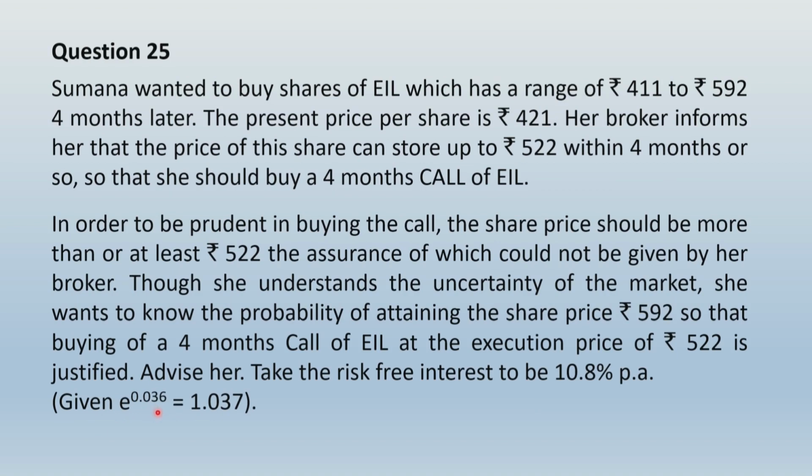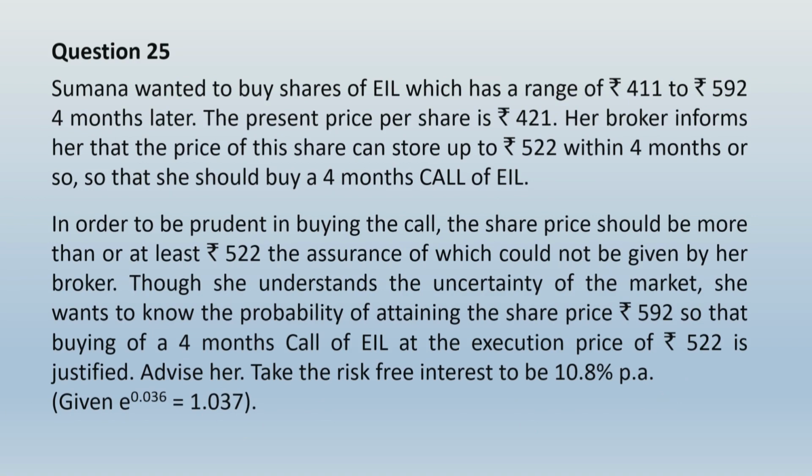in the question itself they have given that e raised to 0.036 is 1.037. So with this information we are getting clarity that the question itself is demanding continuous compounding. This is an implied information, though they never inform that the continuously compounded risk-free rate is this, but with this we get a hint clearly that this rate has to be a continuously compounded risk-free interest rate. So how to solve this question?